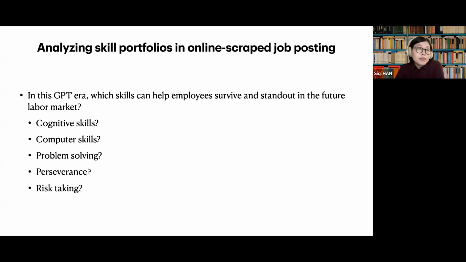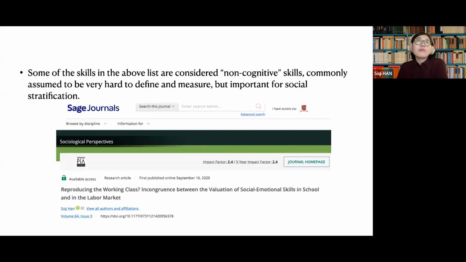Some believe that cognitive skills and analytic computation skills are still very important. These scholars belong to the SBTC theory camp, the skill biased technological change theory, which is very prevalent in economics and to some extent in sociology. Other scholars believe that, okay, these are hard skills. We need to also emphasize the soft skills, such as problem solving, perseverance, risk taking, and so on. So these soft skills in sociology, we call non-cognitive skills.